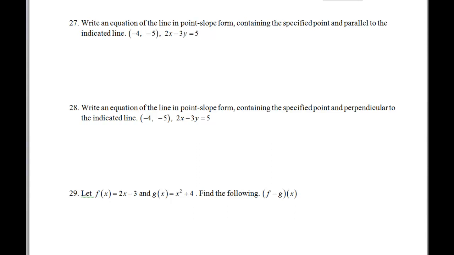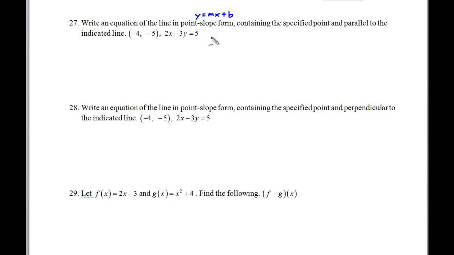Okay, so now it says write the equation. Let's see. It says write the equation of a line in point slope form, containing the specified point and parallel to the indicated line. Now, instead of doing just point slope form, what I'm going to do is use slope intercept form. So I'm going to change this to y equals mx plus b, because this is what I mostly did during the work. Now, if you want to choose to put your answer in point slope form, that's fine, but for the purpose of this review, I'm going to use the slope intercept form.